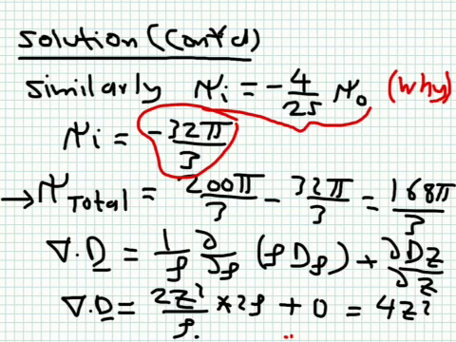So now the total flux is the sum of all fluxes. The top and the bottom one will cancel each other out. You are left only with the outer flux minus the inner flux. So this gives you 168 pi over 3.